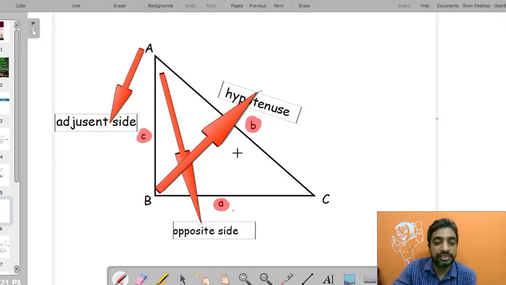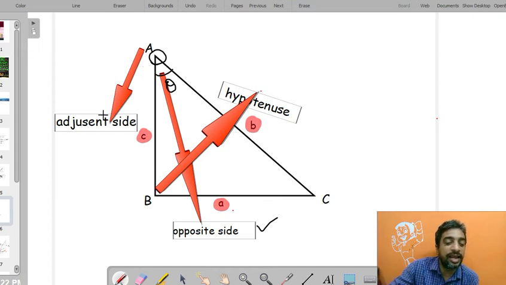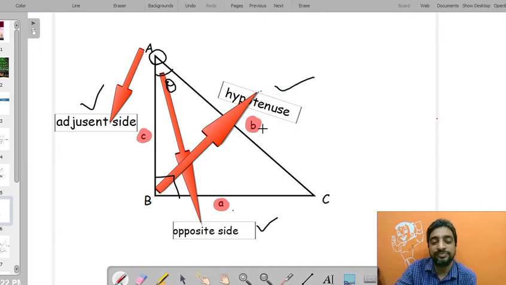Now let us see, I am considering A as the angle, meaning here at A the theta angle is made. The side opposite to A is the opposite side. The side nearby A is the adjacent side. B is the right angle, so the side opposite the right angle is the hypotenuse.